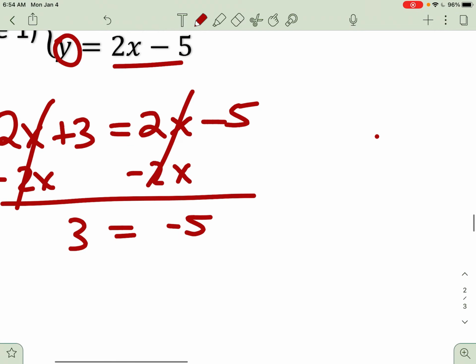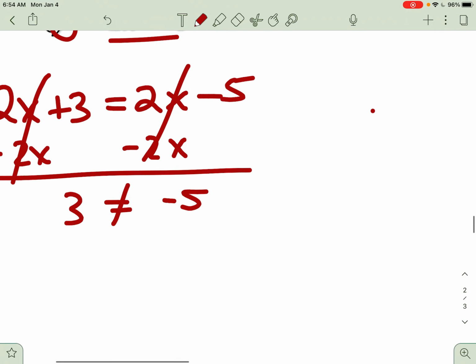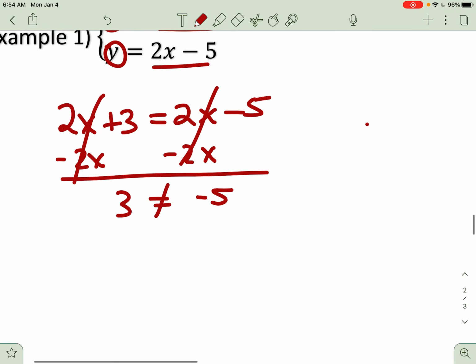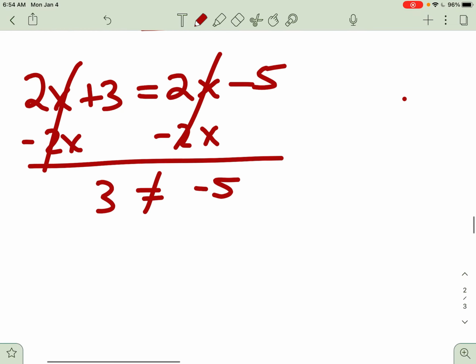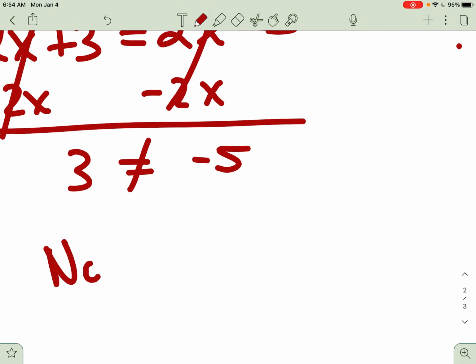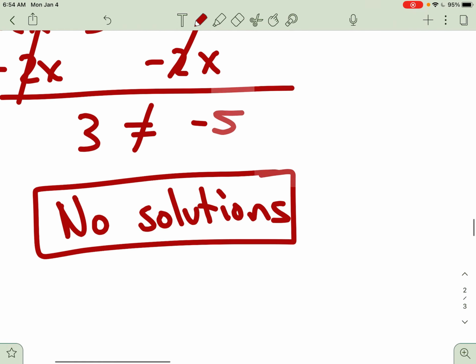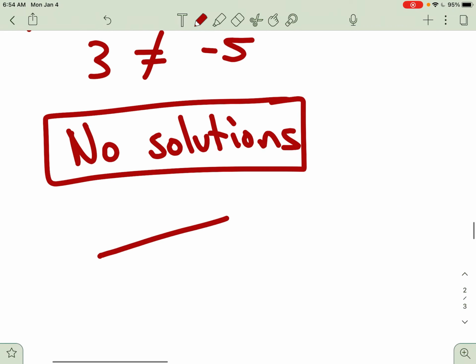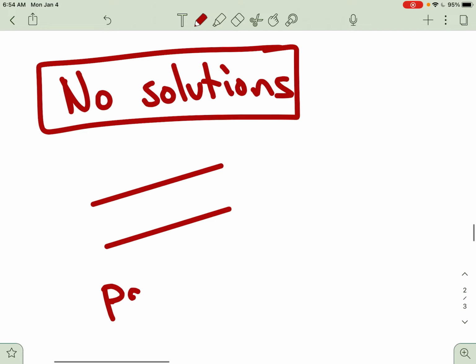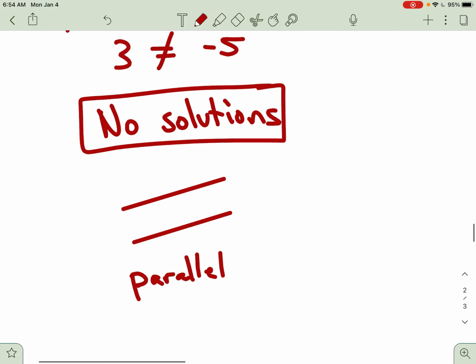Well, that doesn't make any sense, right? 3 does not equal negative 5. So when that happens, when you get down to the end and the left side does not equal the right side and you have no variable to solve for, this means there are no solutions to that system. It means that you would have two lines that would never touch. Okay, two lines that never touch. Which means graphically, what would they look like? They never touch. They are parallel. Okay.